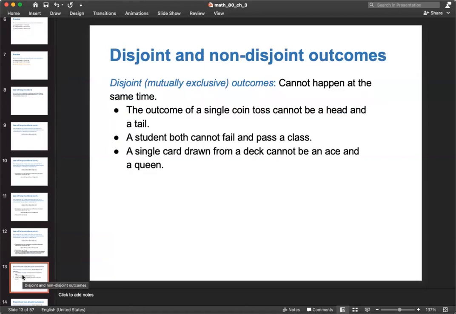All right, we'll talk about disjoint and non-disjoint outcomes. A disjoint outcome is a mutually exclusive outcome. It means that the events cannot happen at the same time. So if you say two events are mutually exclusive, they cannot happen at the same time. For example, if you toss a single coin, it can't be both heads and tails at the same time. A student cannot both fail and pass a class. And if you draw a single card from a deck, it can't be an ace and a queen at the same time. So those outcomes are mutually exclusive, and we call those disjoint.